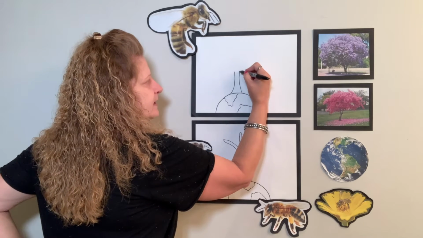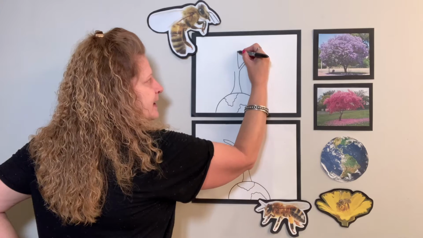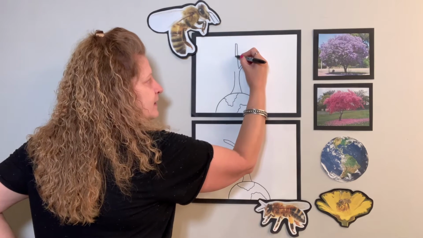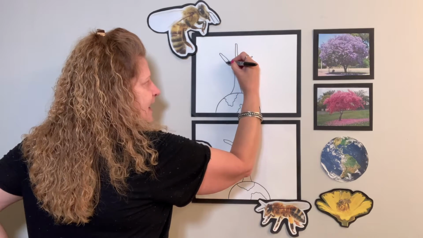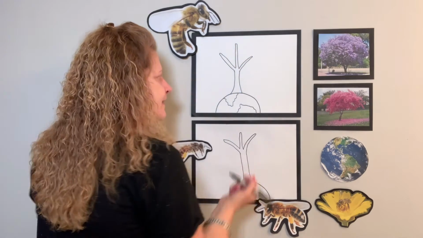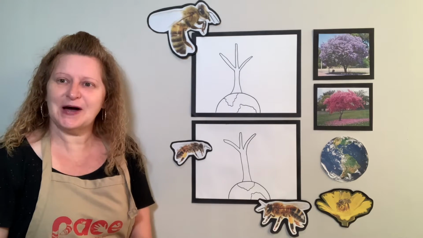And I'll show you again. So we're going to use our curved line. And then we're going to go back to the top. Use our curved line. Or you could even make it a straight line like Miss Jennifer just did. And then back down. And those are the branches of our tree. Good job, boys and girls.